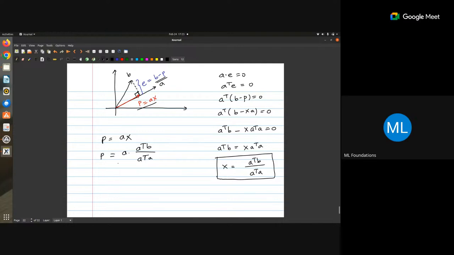I think I have talked about that in the previous session, that when it translates to the matrix, A transpose B divided by A transpose A will not be there, but it will have an inverse. We will discuss that also a bit. But currently this is the projection vector. This is the way I'll draw this.